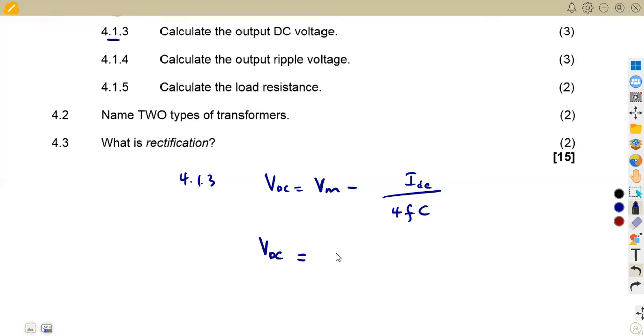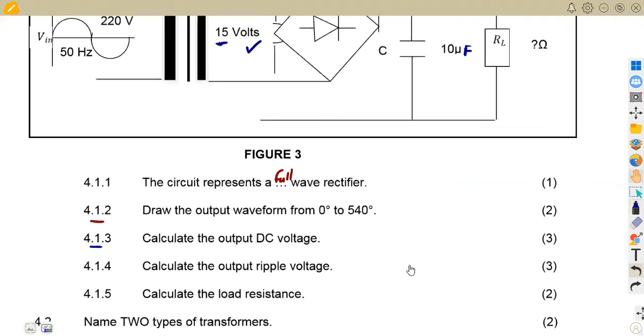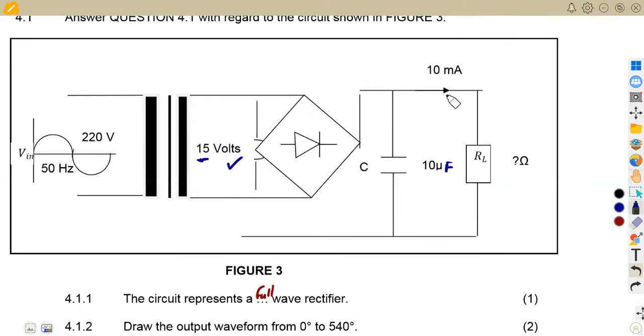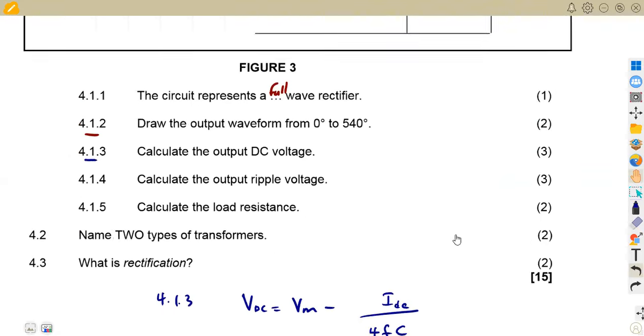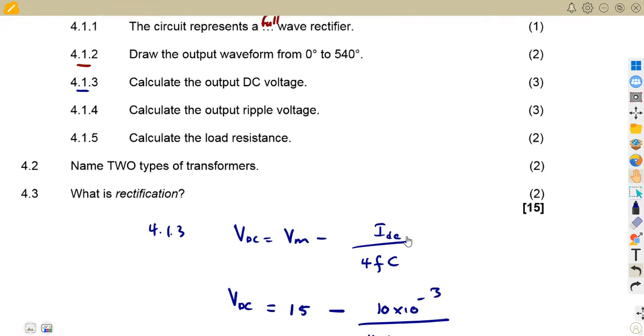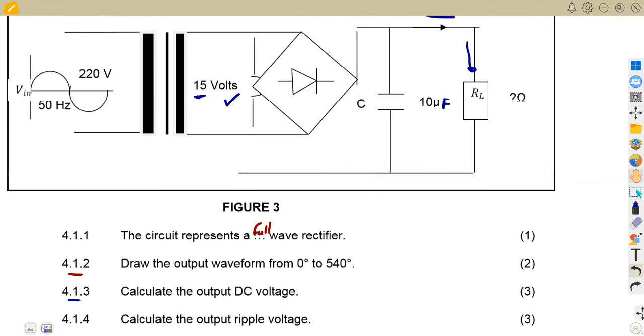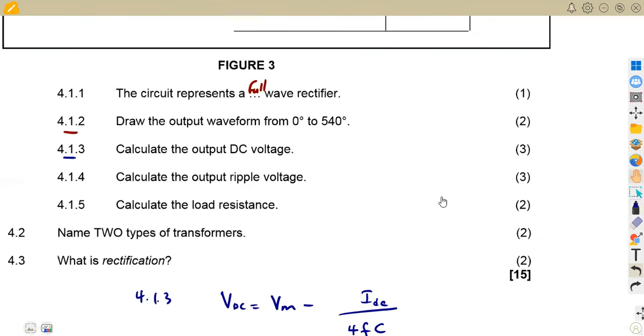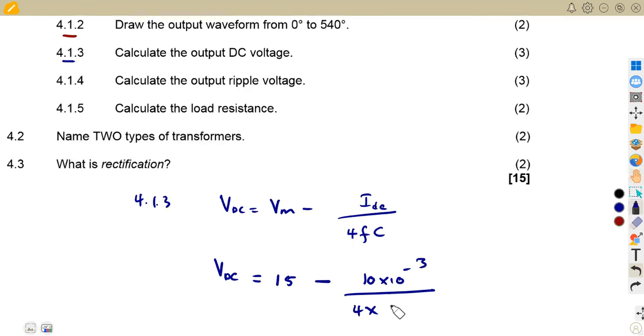All right, so our VM there is supposed to be 15 minus the output current that we have at the load. So at the load here, we have the current that is going to flow through the load of 10 milliamps. So we are going to have there 10 times 10 to the exponent of minus 3 over 4 times the frequency. Remember, the frequency of the circuit is taken at 50 hertz in this case. So we are going to use 50.